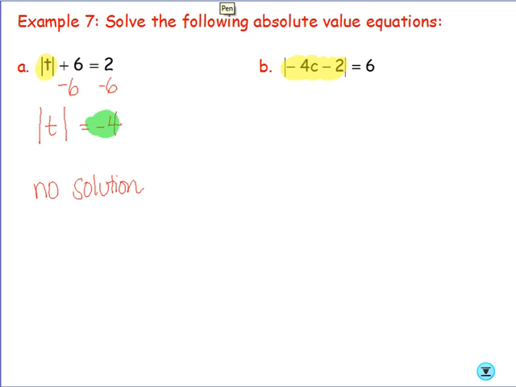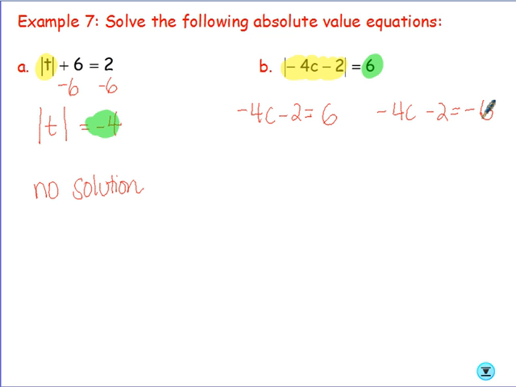So now we need to look at our distance number. Our distance number is 6. Do we like it? Yes, it is positive. So we write 2 equations. Remember, when you're writing your 2 equations, the stuff inside the bars doesn't change. Negative 4c minus 2 equals, negative 4c minus 2 equals. Does not change. Then we look at our distance number. We make 1 positive and 1 negative.